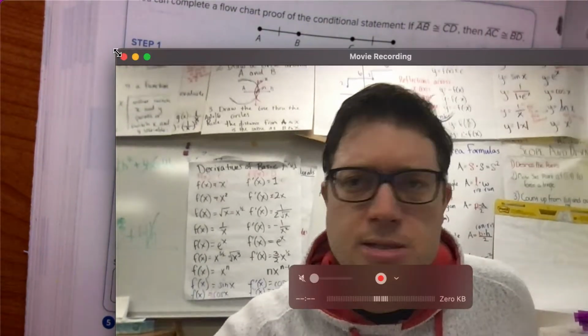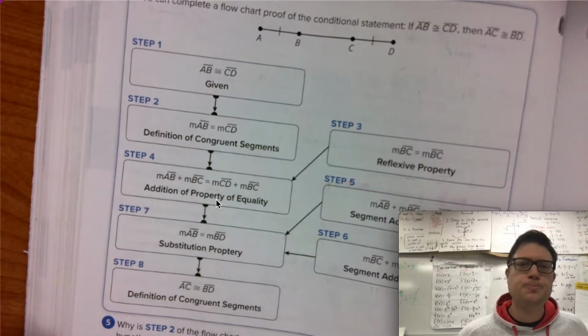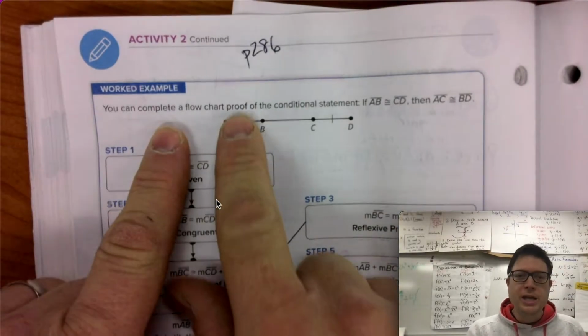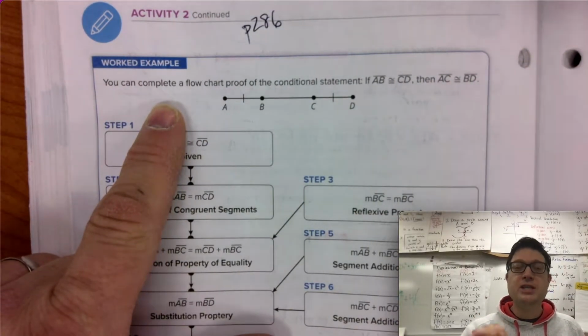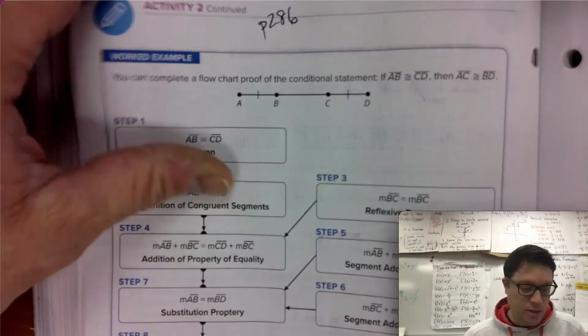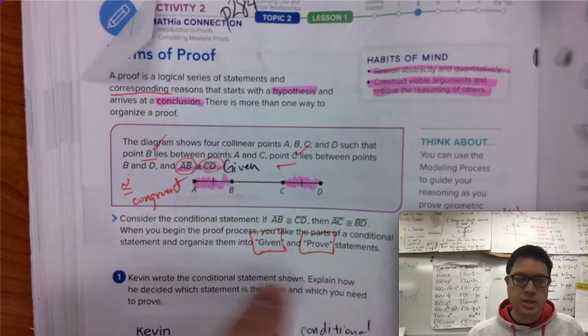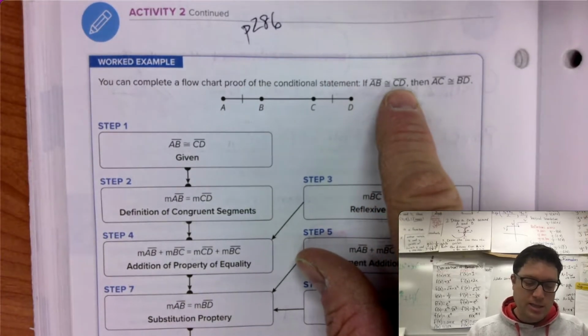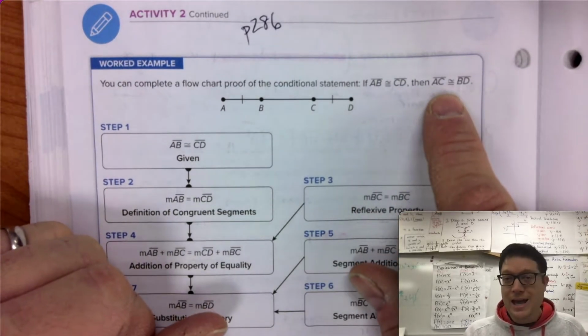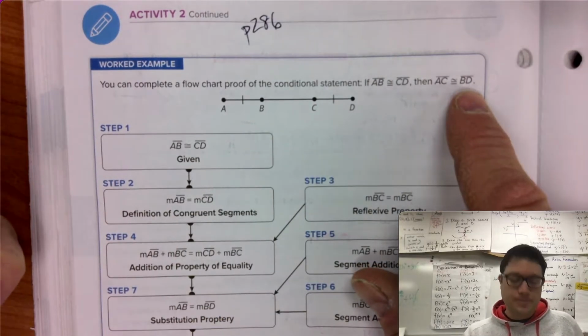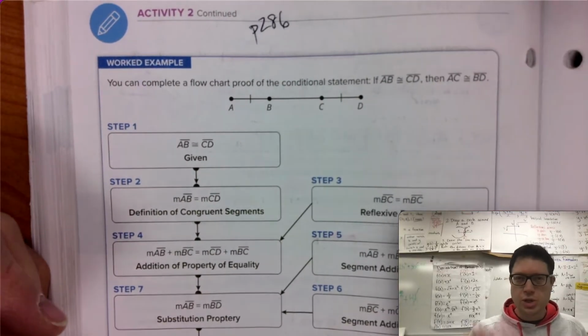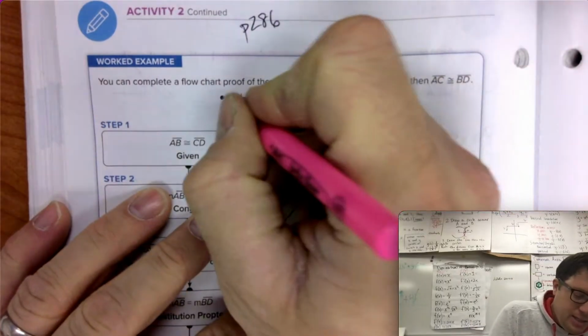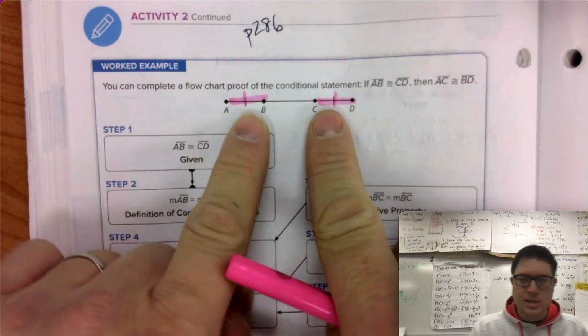Okay, slide my face down and out of the way. Let's go. You can complete a flowchart proof of the conditional statements. Go look at the previous page. We're continuing to talk about this: if line segment AB is congruent to line segment CD, then AC is congruent to BD. Lots of letters. So, like we've been doing, highlight the segments that are the same because they have spikes.